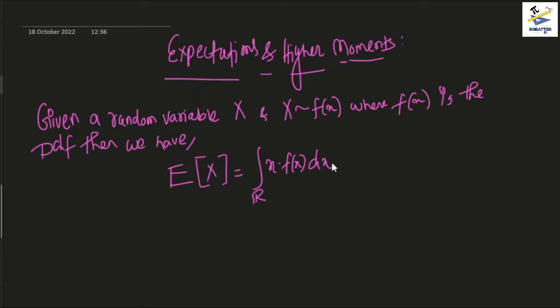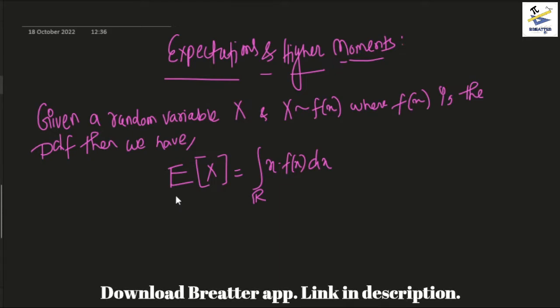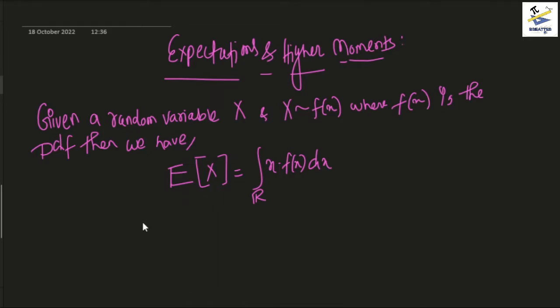So this is basically the definition for expectation of a continuous distribution for a random variable X. So expectation of X is defined as integration over the real line x into f of x dx, where f of x is the PDF of the random variable X, right? So this is also called the first moment. So E of X is also called the first moment.